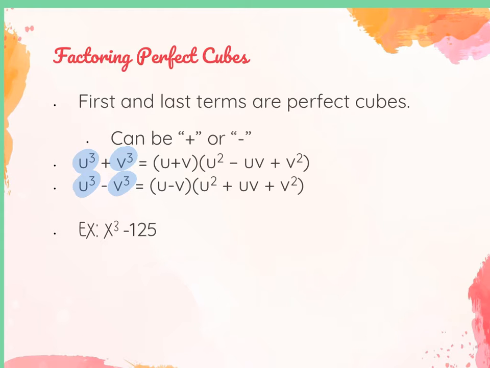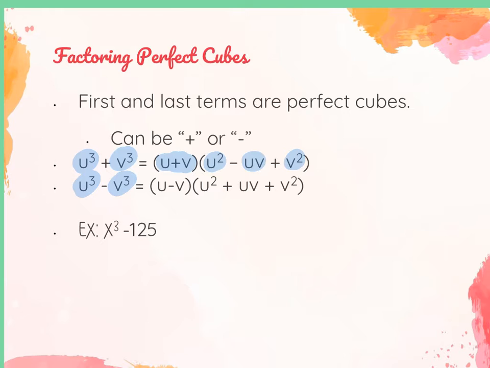And then the pattern is this. You're going to take each of those and cube root them. So if it was 8, my cube root is 2. If it's x to the third, my cube root is x. Okay, you're going to cube root those. And then the pattern is as follows. It's the first cube-rooted term, plus the second one, times: first squared goes first, second squared goes last, product goes in the middle.